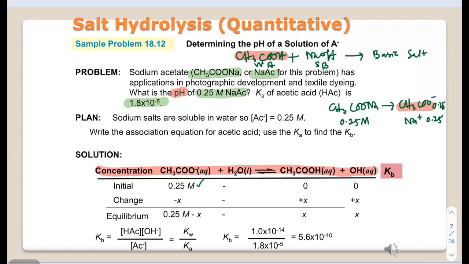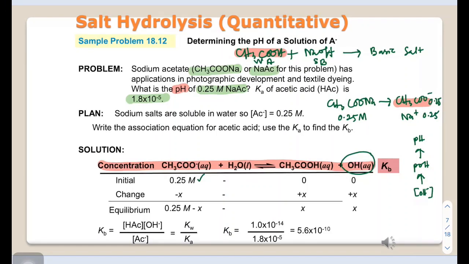So if we want to determine the pH of the salt solution, we have to know the pOH. Why do we have to know the pOH? Because this is a basic salt, hydroxide ion is produced during the dissociation, so we have to know the concentration of the hydroxide ion. To know the concentration of the hydroxide ion, we have to solve for our x value.